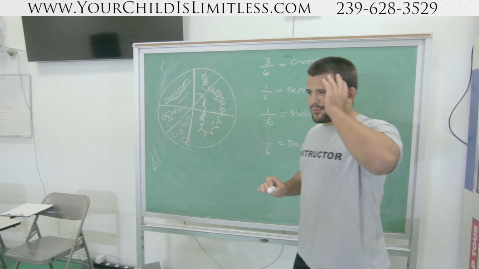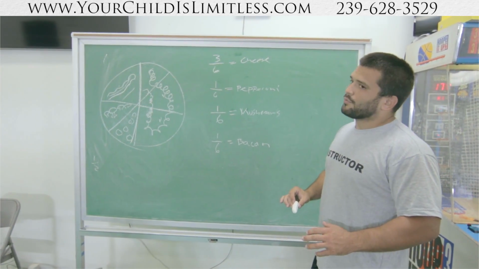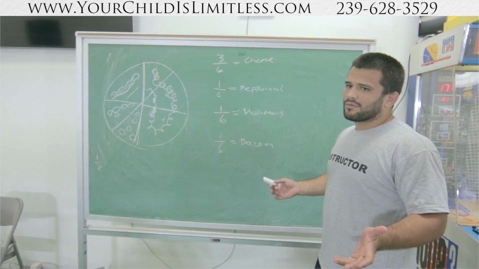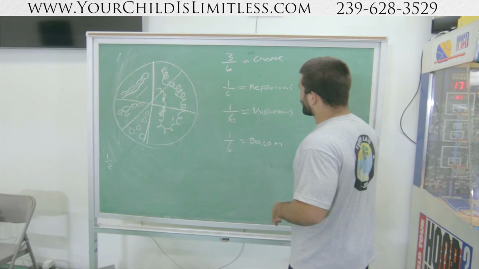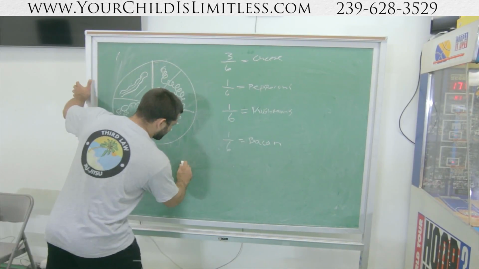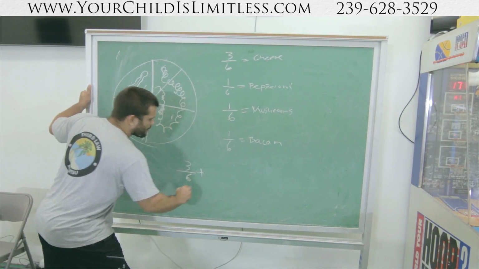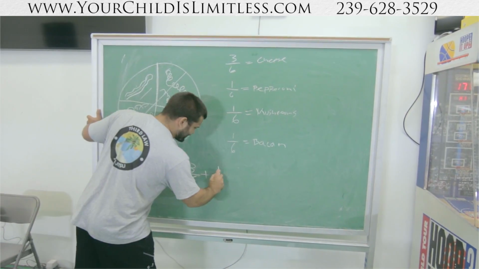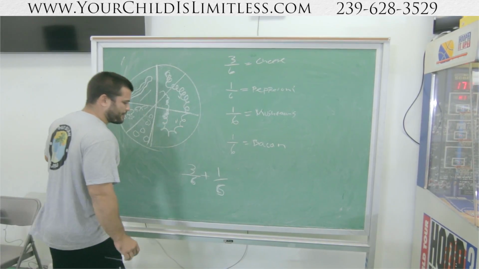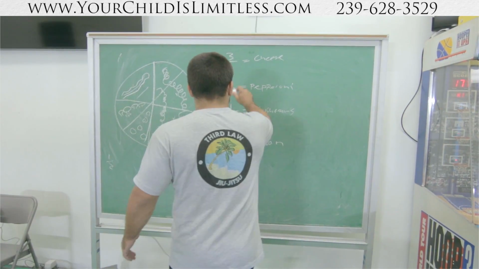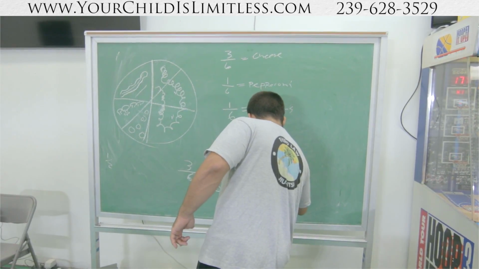Let me ask you a question, right? When I put all the slices together, we have how much? One whole pizza, right? Yes. Let's see if this is true, okay? So we have 3/6 plus 1/6, plus 1/6, plus 1/6.